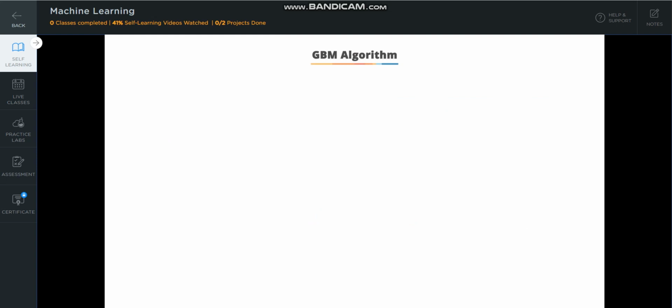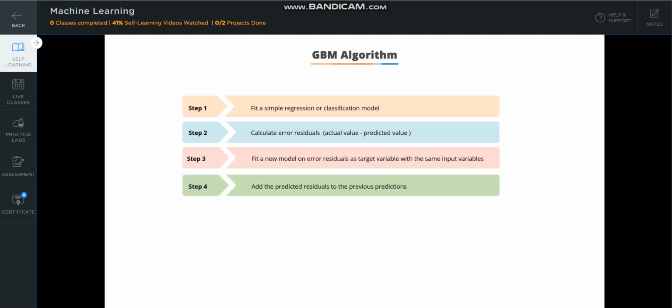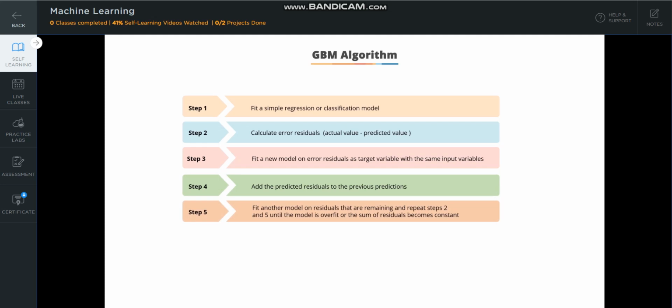Let's look at the steps involved in GBM algorithm. Step 1, fit a simple regression or classification model. Step 2, calculate error residuals, that is, actual value minus predicted value. Step 3, fit a new model on error residuals as target variable with the same input variables. Step 4, add the predicted residuals to the previous predictions. Step 5, fit another model on residuals and repeat steps 2 to 5 until the model is overfit or the sum of the residuals becomes constant.